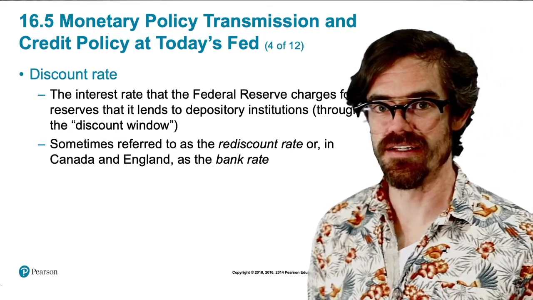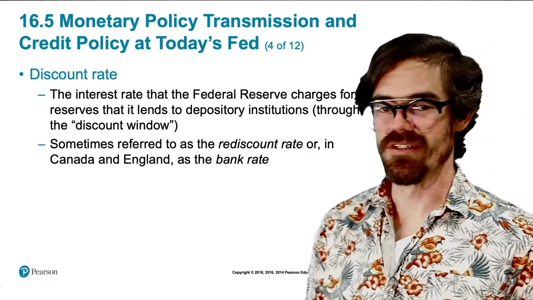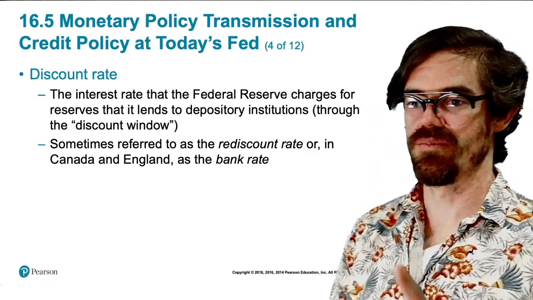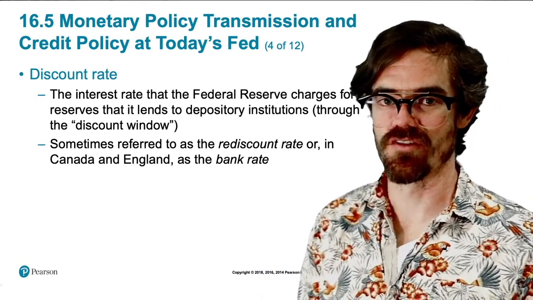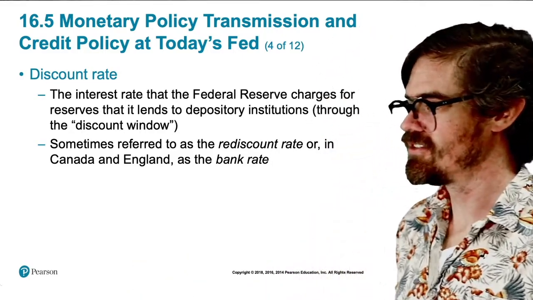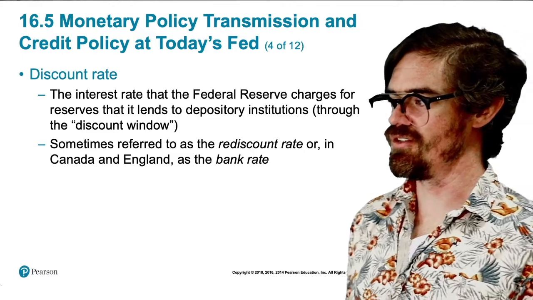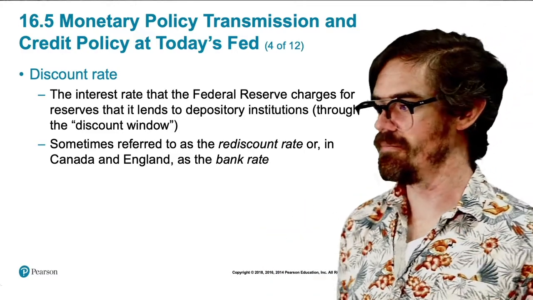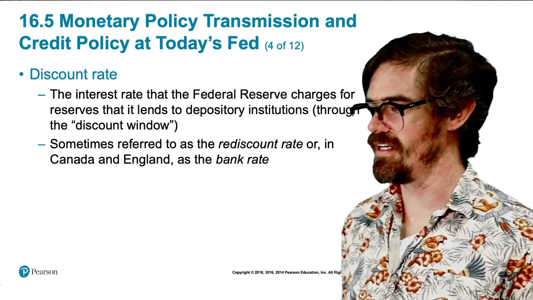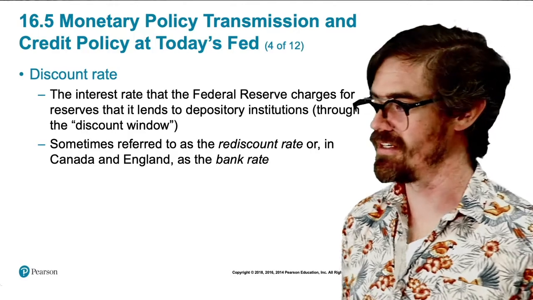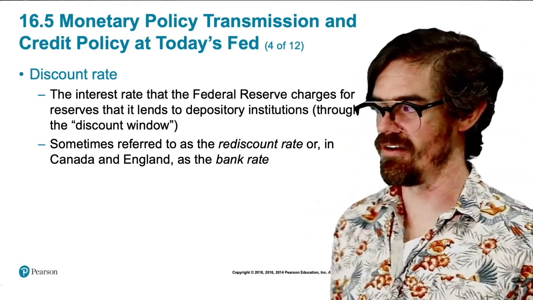Now, the discount rate is very similar. And this is the one that I misspoke about, sorry. But the discount rate is very similar, but instead of banks borrowing from one another, the discount rate is the rate at which banks can borrow from the Fed, okay? So this is the interest rate that the Federal Reserve charges for reserves that it lends to banks through what's called the discount window. And so this is sometimes referred to as the rediscount rate, or in Canada and England, it's known as the bank rate. Okay, so if you're ever watching CNBC, you might hear them talk about the bank rate.